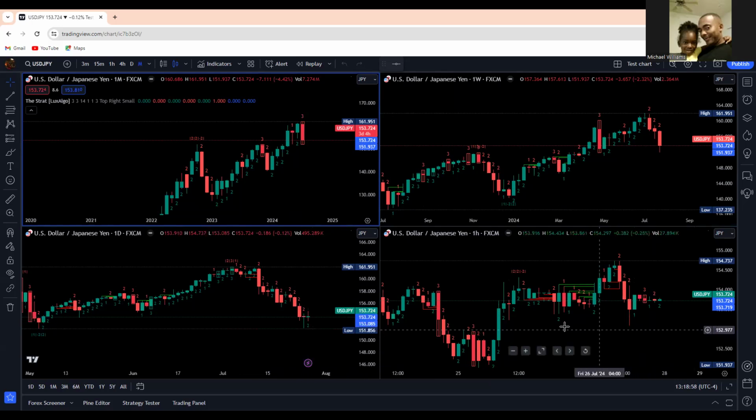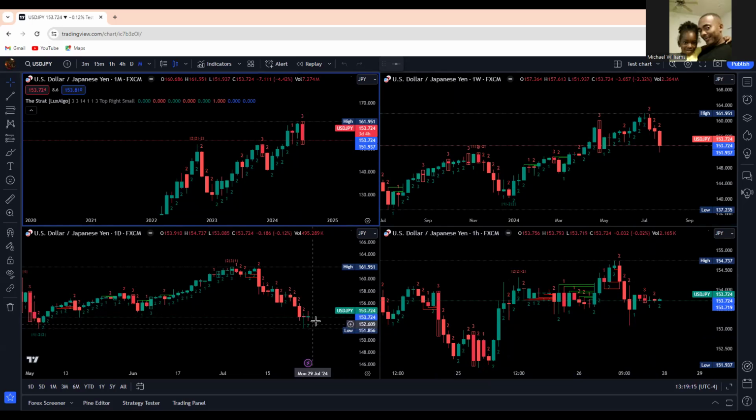So with that being said, what are we looking for? Because we got a two up, and usually twos lead to other twos. So if we have a two up, then we're looking for another two up. So what does that look like?